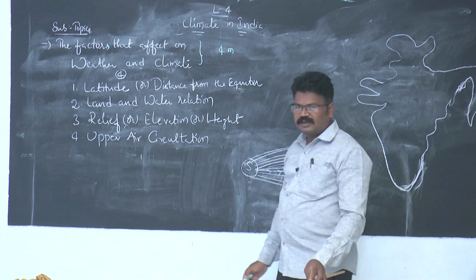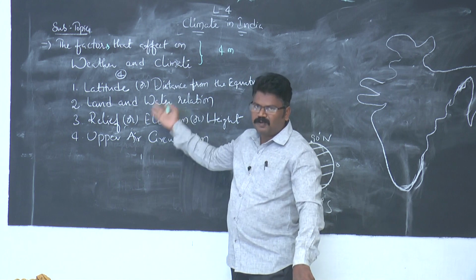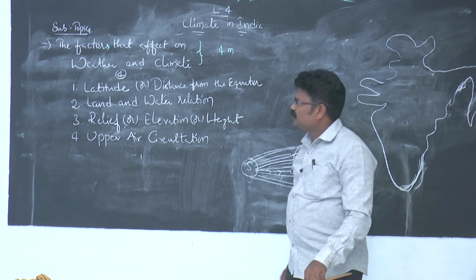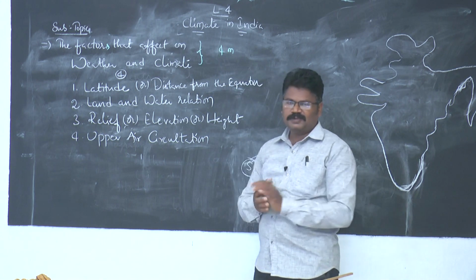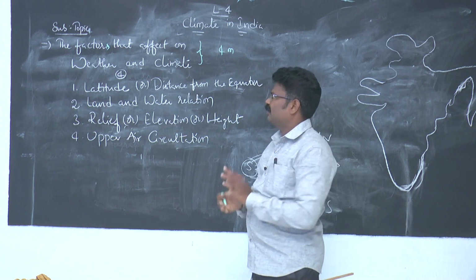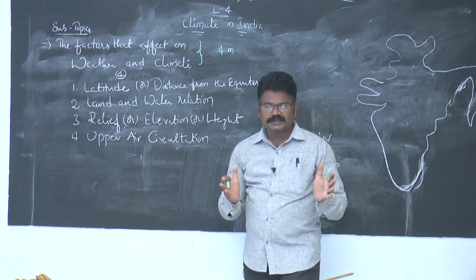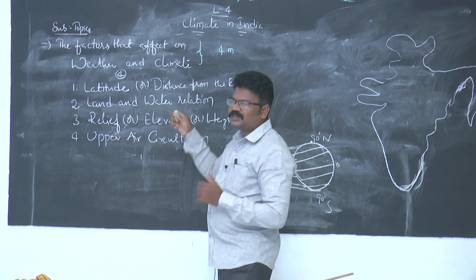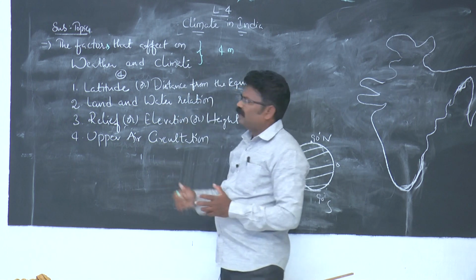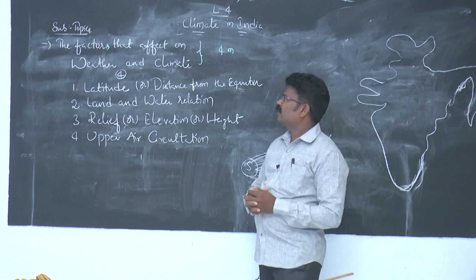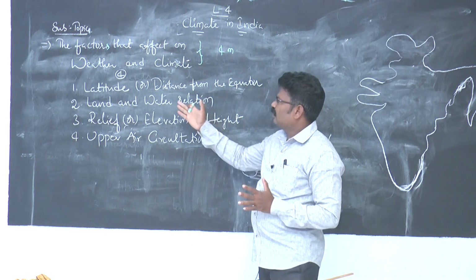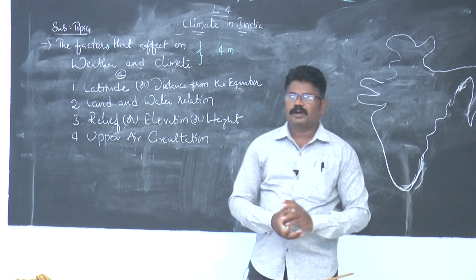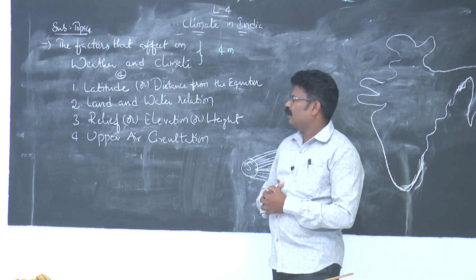Now let us learn in a detailed manner how we can explain when this question comes as a 4 marks question in our examination pattern. Once again I am going to read the question as it is framed in our examination pattern. What are the factors that affect weather and climate? Explain them. That is the question. Then we have to start writing the answer in this manner. The factors that affect weather and climate are 4 in number. Number 1, latitude. Second one is land and water relationship. Third one, relief. Fourth one, upper air circulation.